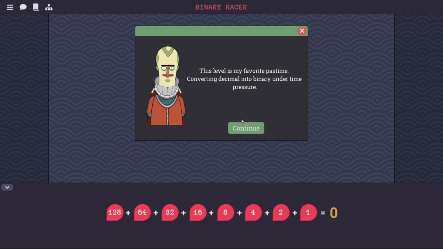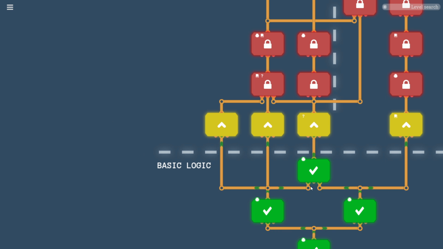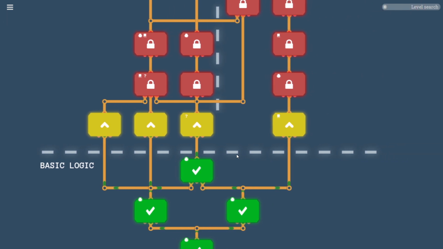I guess we are going to do this in the next class, because it's a bit different from what we've done today, which is the basic logic gates. We have finished them. So see you in the next class for the binary racer. Bye.